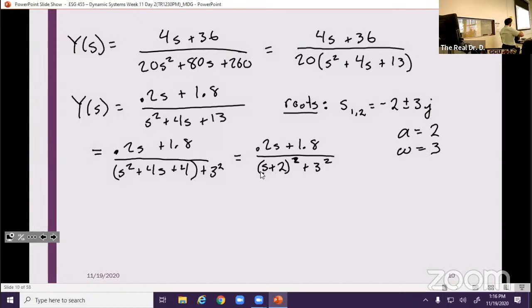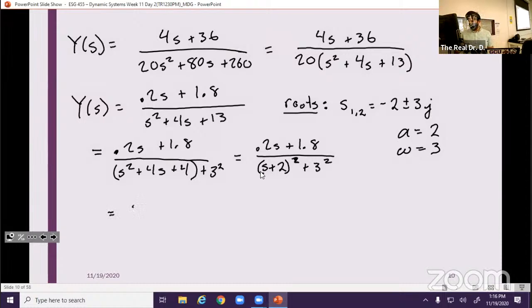And we want that because in the next part, we are going to set this equal to the damped cosine plus the damped sine responses. So we need to know what omega and A are, right? And then we can solve for our coefficients.